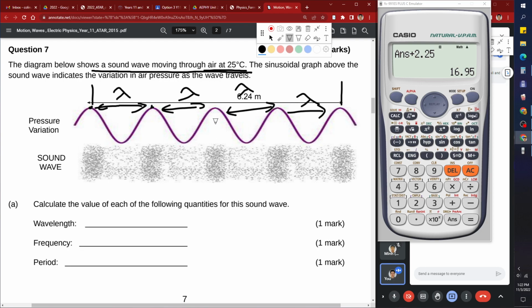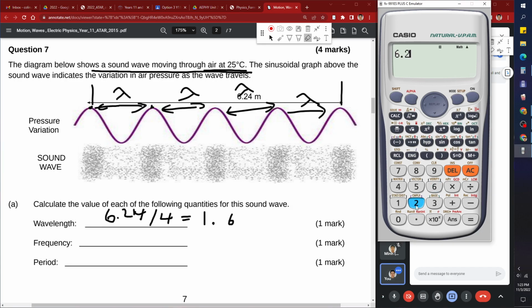There are 4 wavelengths. So how do I find one wavelength? Well, the total length is that, and there are 4 wavelengths. So, 1 point. This time I'm confident in my calculations. It's not that. It's 5, isn't it? Not that confident. I'll just use a calculator. I think it's 1.56. Yeah, it is. There it is. It says meters. I'm going to write meters.